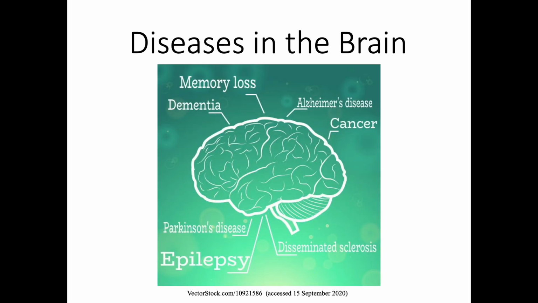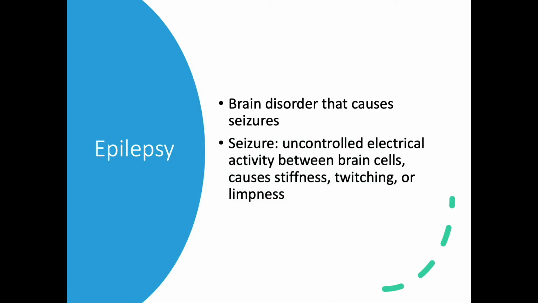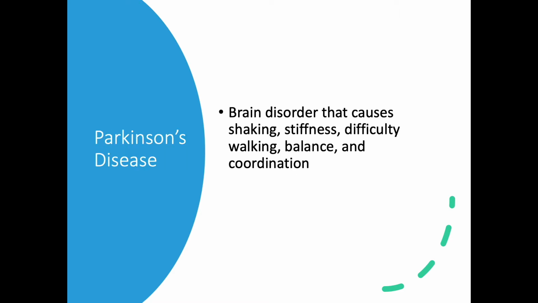We just learned how the brain works, and now we're going to do a quick overview of two diseases that can happen in the brain: epilepsy and Parkinson's. Epilepsy is a brain disorder that causes seizures. A seizure is an uncontrolled electrical activity between the brain cells and can cause stiffness, twitching, or limpness. Parkinson's disease is a brain disorder that causes shaking, stiffness, difficulty walking, balance, and coordination.